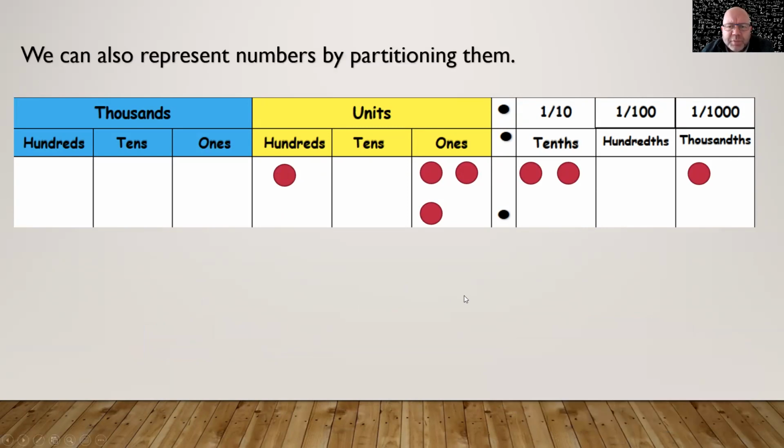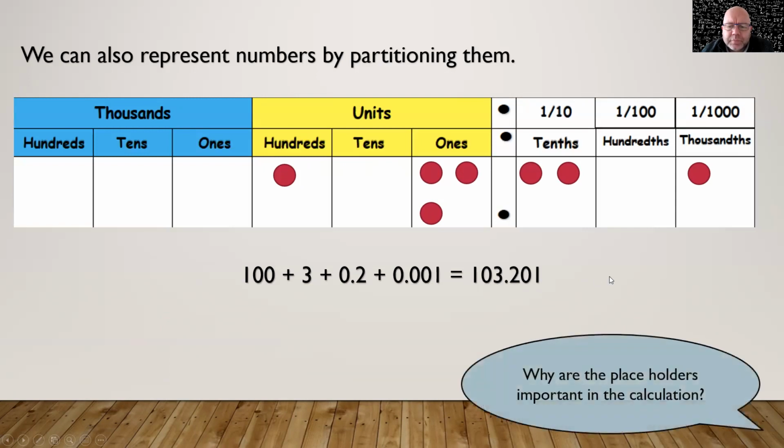Now, we can also represent numbers by partitioning them. So here we've got 1 in the hundreds column, 3 ones, 2 tenths, and 1 thousandth. So there we have 100, 3 ones, 2 tenths, and 1 thousandth. And all together, we've got 103.201. Okay. And again, placeholders, really, really important, because otherwise this 0.001 without those zeros would be 1, which is clearly wrong.